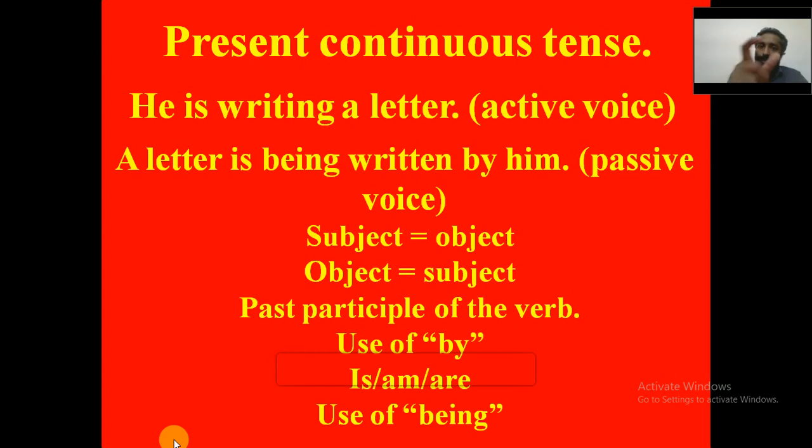Since it is continuous tense, we are using the word called being. So these are the 6 changes. Subject becomes the object, object becomes the subject, past participle of the verb, use of by, use of is, am or are. Then the most important thing, use of being. A letter is being written by him. I hope you have understood the present continuous tense.